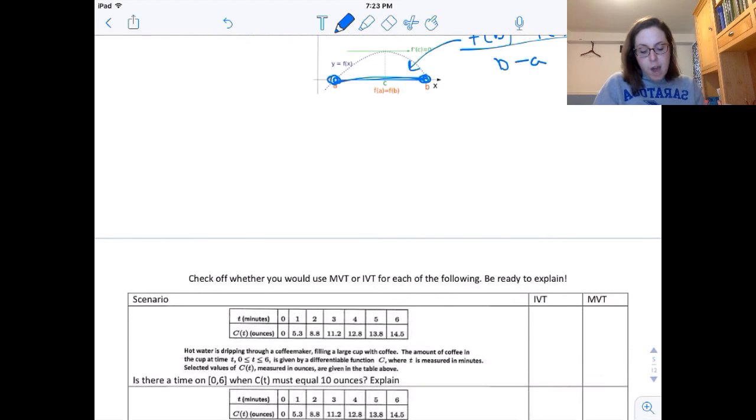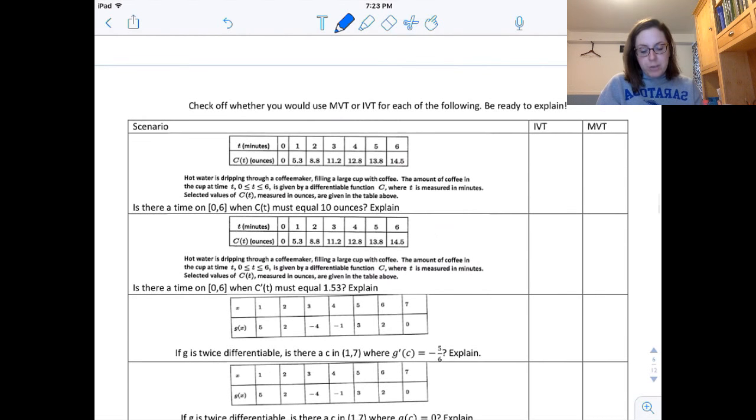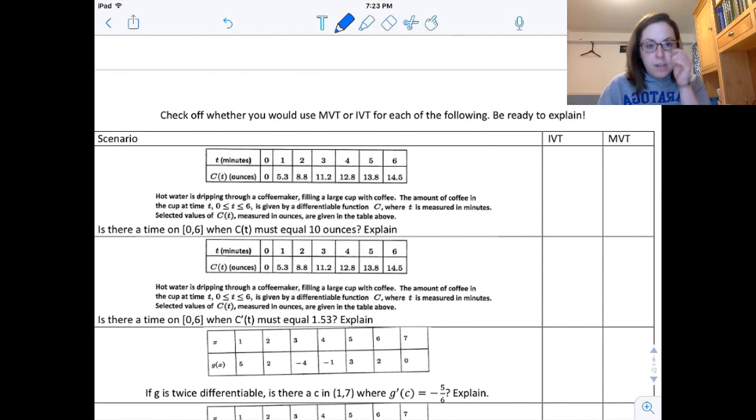All right, so these we did in class, but I wanted to go through them one more time to make sure we understand which you'd use when. So this is the same problem that we did before, the coffee one, but let's say would this be IVT or MVT? So remember that we're given C, and here I want to know, is there a time where C would have to equal 10?